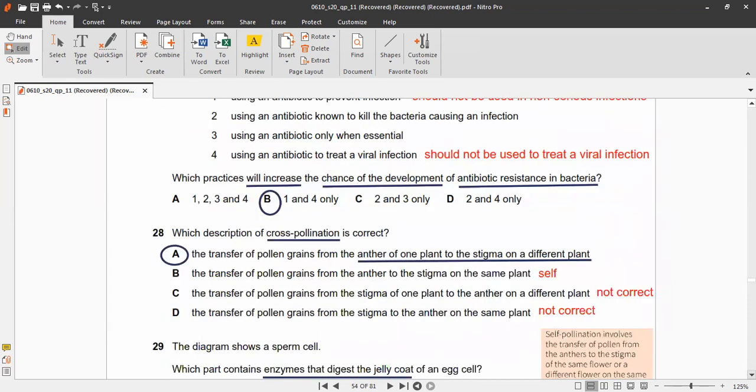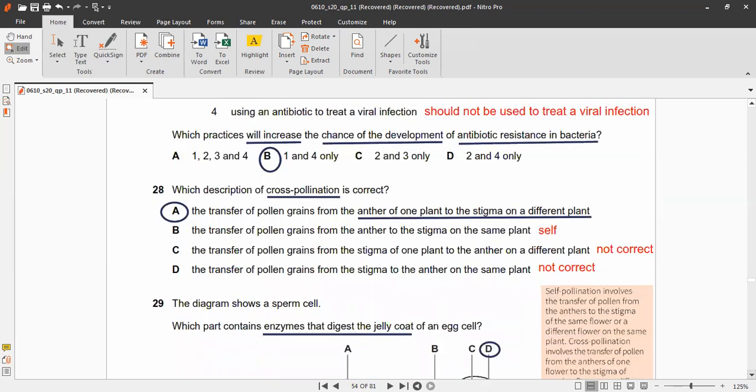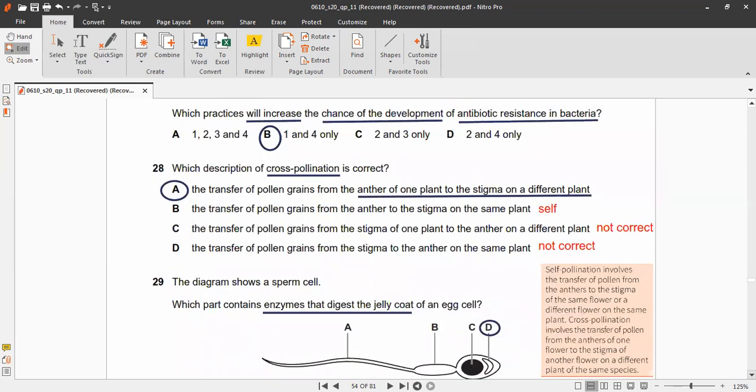Which description of cross-pollination is correct? Cross-pollination is the transfer of pollen from the anthers of one flower to the stigma of another flower, on a different plant of the same species. So the correct answer is A, transfer of pollen grains from anther of one plant to stigma on a different plant. But transfer of pollen grains from anther to the stigma on the same plant is self-pollination.